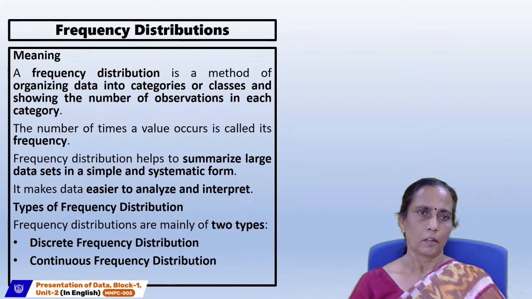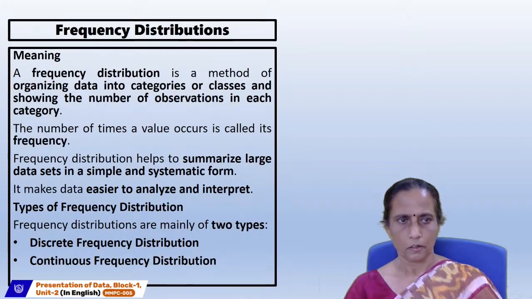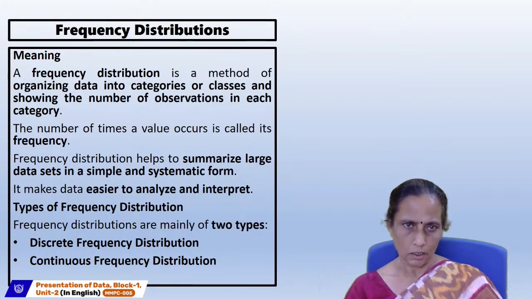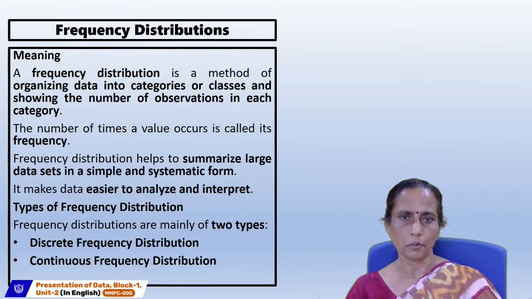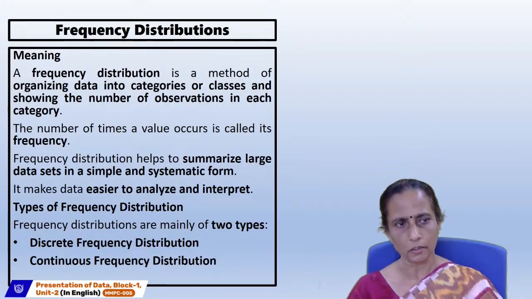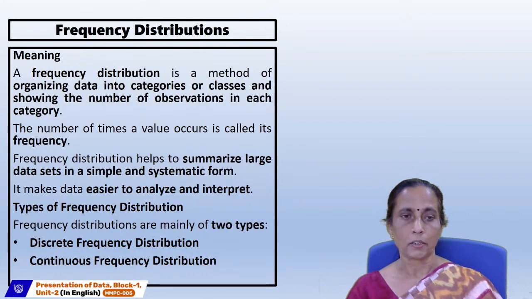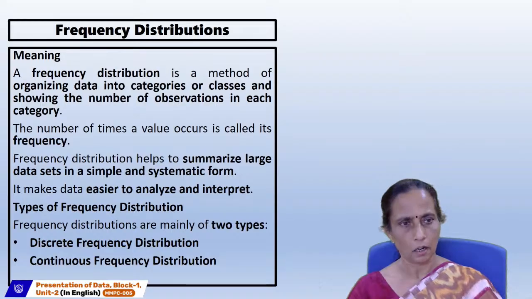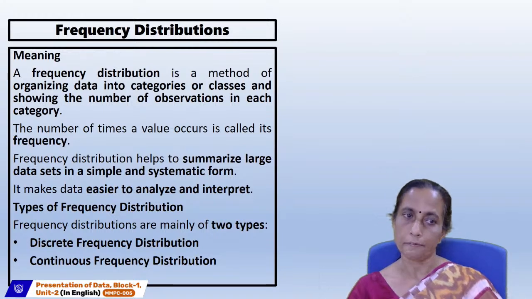So one of the specific topics is frequency distributions. The frequency distribution is a method of organizing the data into categories or classes and showing the number of observations in each category. And the number of times a value occurs is called its frequency.